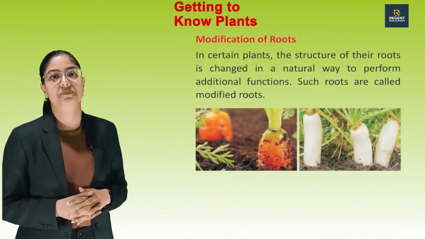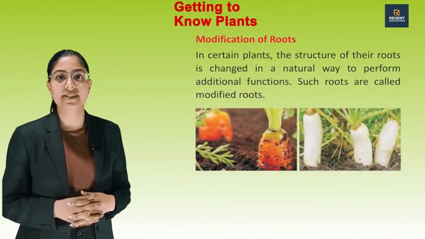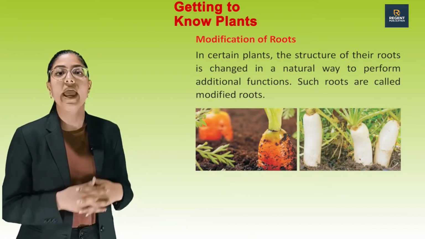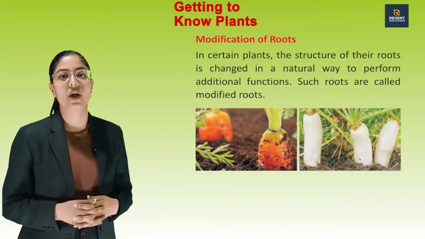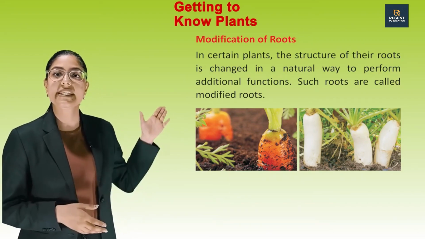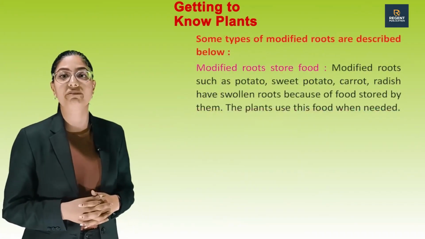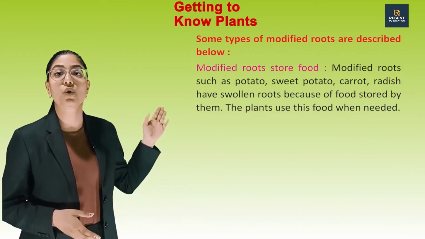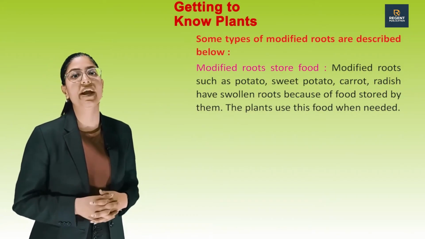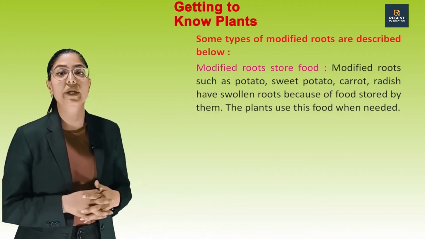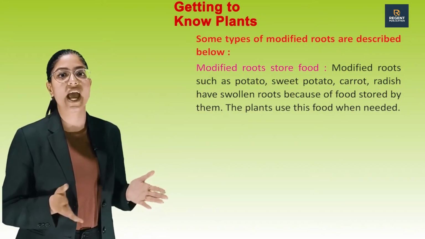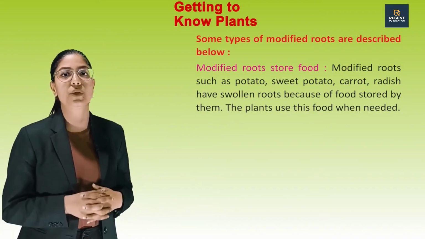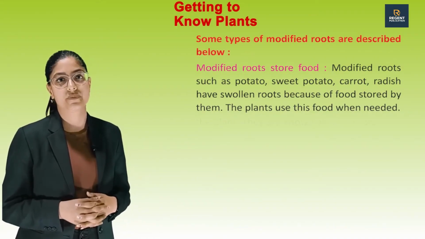Modification of roots: in certain plants, the structure of their roots is changed in a natural way to perform additional functions. Such roots are called modified roots. See this picture. Some types of modified roots are described below. Modified roots store food. Modified roots such as potato, sweet potato, carrot, radish have swollen roots because of food stored by them. The plant uses this food when needed.